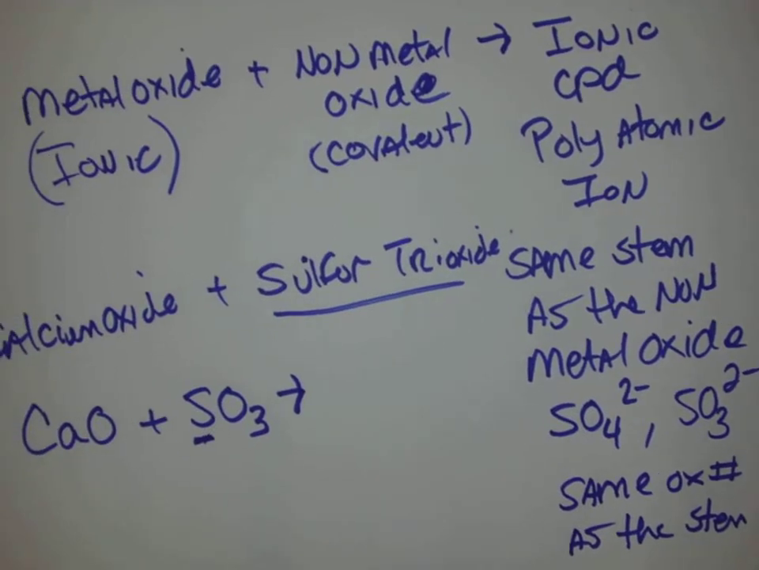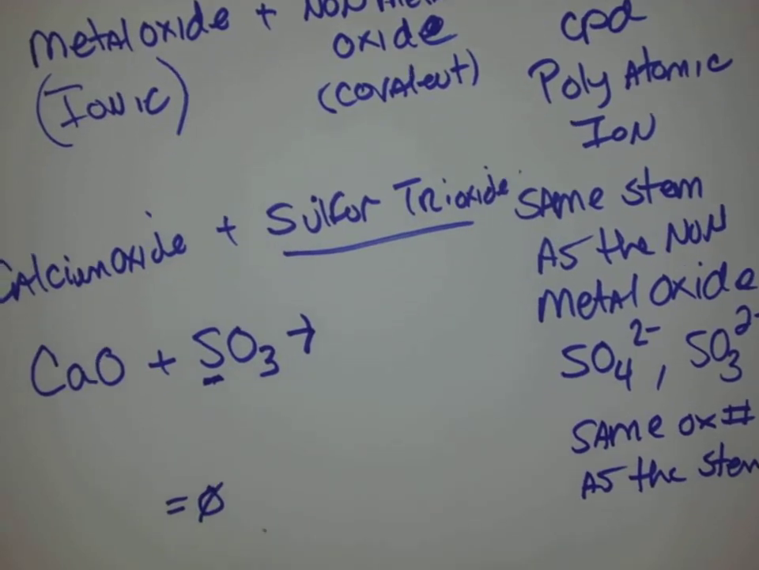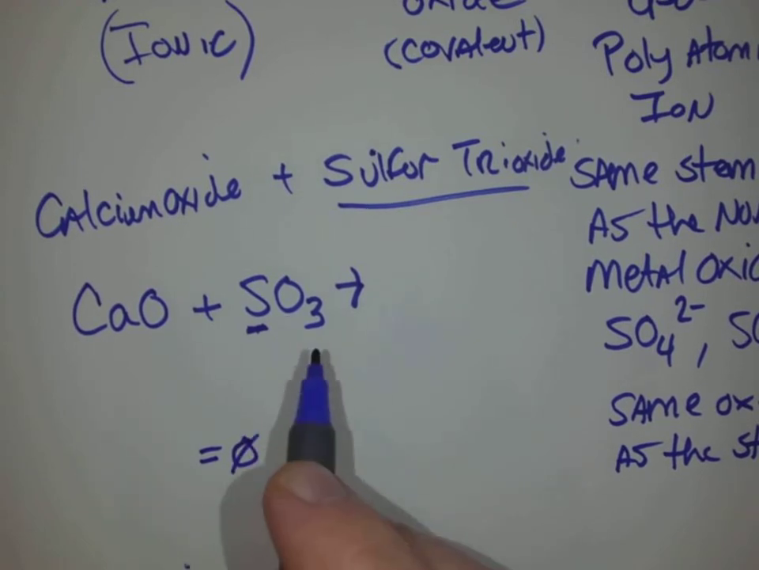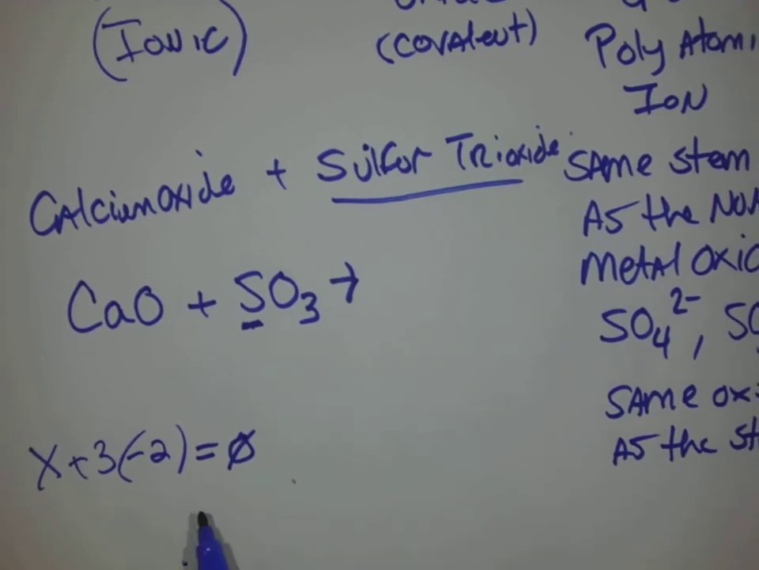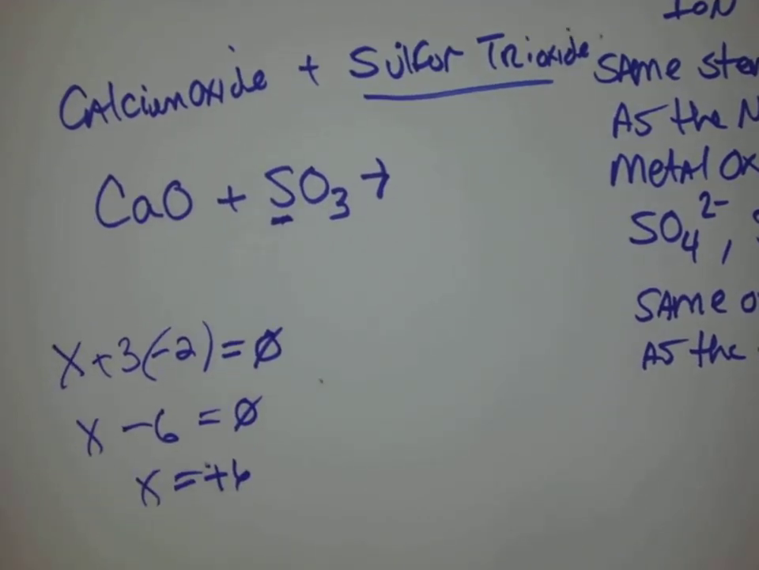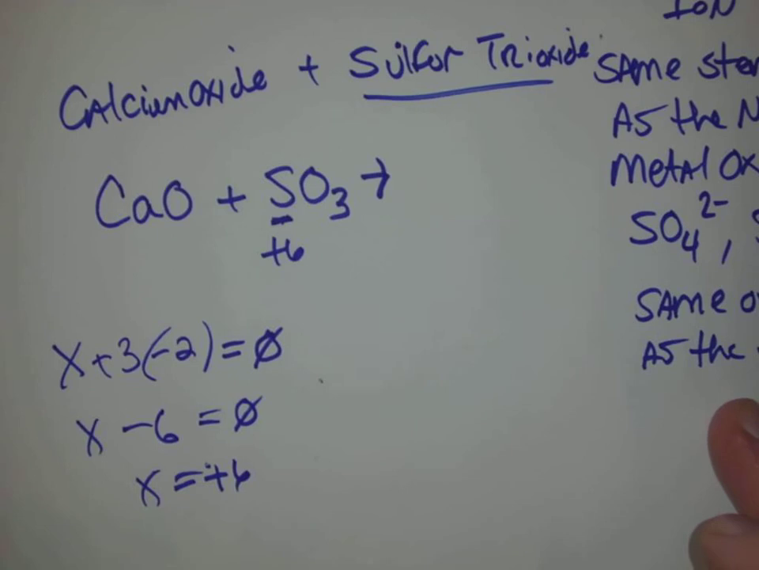So you have to go back and figure out, well, what is the oxidation number of the stem? Again, this is a neutral compound, so it's going to equal 0. The oxidation number of oxygen is -2, and there are 3 of them. Sulfur we call X. Let me expand this out a little bit. And that sulfur will have a +6 oxidation number. So you want your polyatomic ion to have a +6 oxidation number.